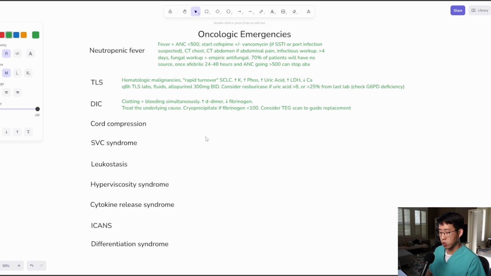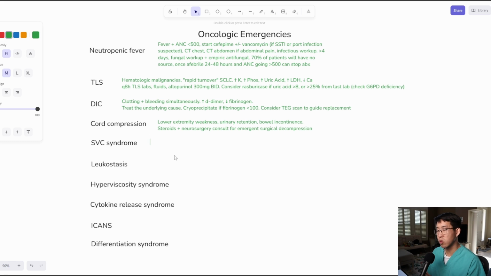Cord compression is going to present with lower extremity weakness, urinary retention, which can become urinary incontinence if you start to have overflow incontinence, as well as bowel incontinence. And you should be very suspicious for this if you ever see any of these symptoms in a patient with known malignancy. And of course, the thing that you're going to do here for treatment is going to be steroids plus a neurosurgery consult to assess for emergent surgical decompression.